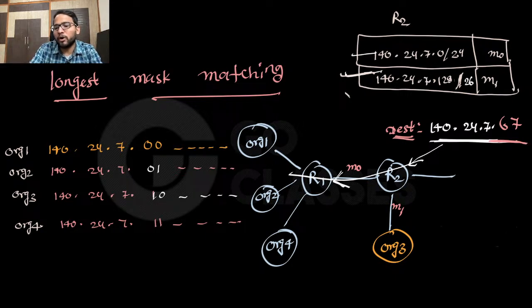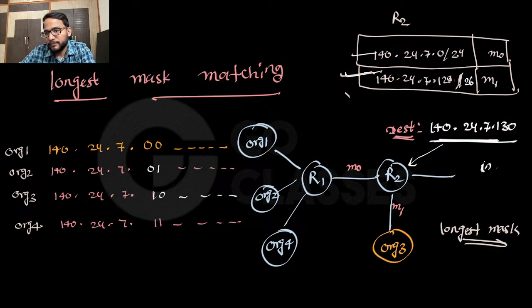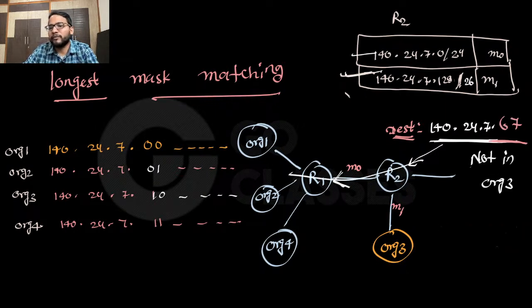Whether it is not in organization 3, or it is in organization 3. If this IP address is from organization 3, then I'm forwarding to organization 3 like this. If it is not in organization 3, then I'm forwarding to the corresponding router or corresponding interface, right? In both of the cases, it will work. Let me know if you have understood this clearly.